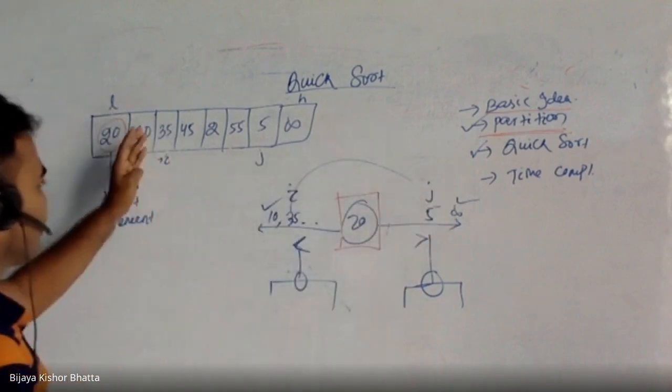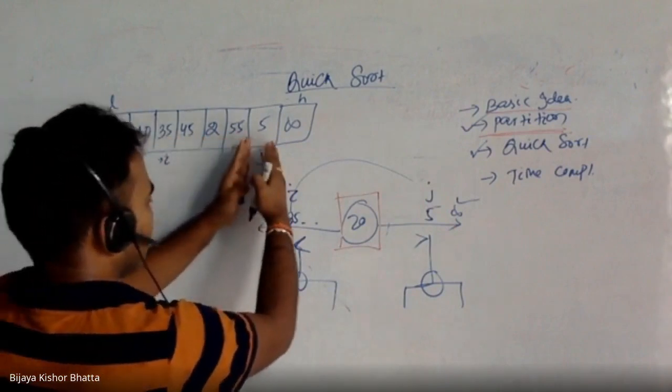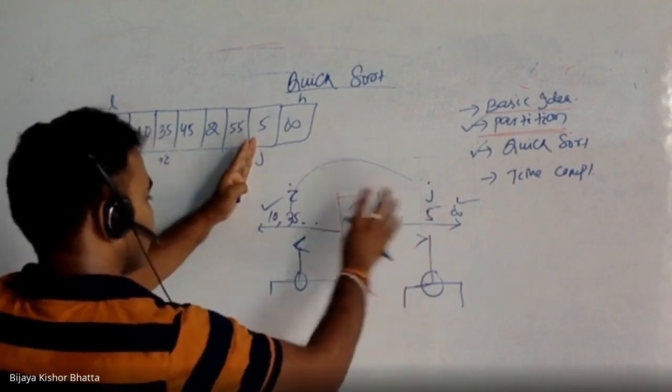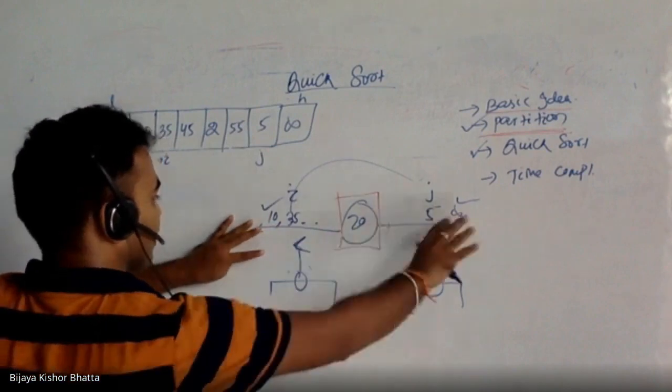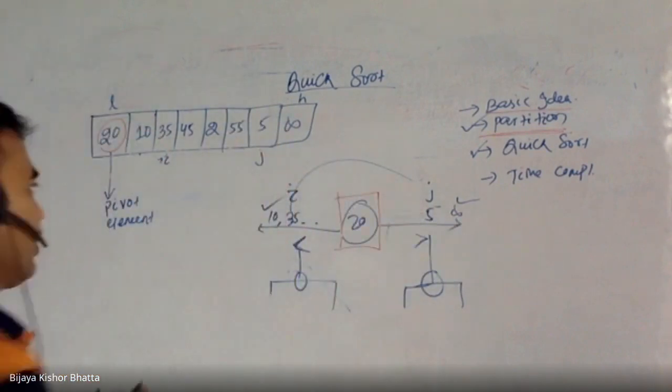Now, this is my i, this is my j. Now I find an element which is greater here, and I find another element which is less than. But this side should not contain a less than element, and this side should not contain a greater than element. All the elements should be less than here, greater than here. So what I will do is simply swap them.